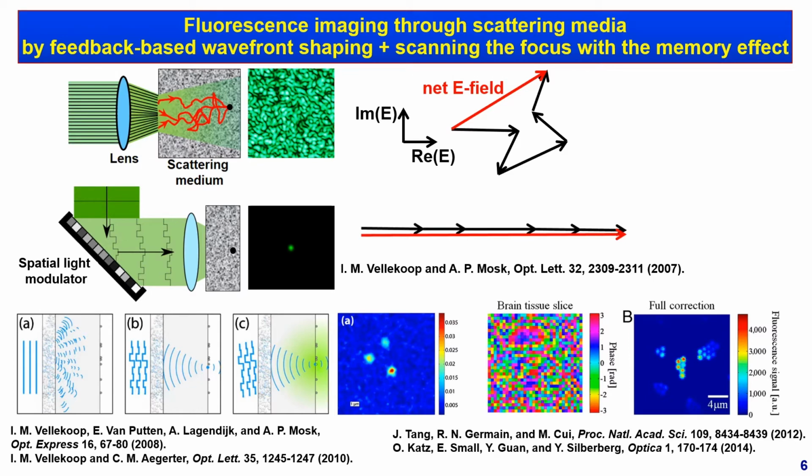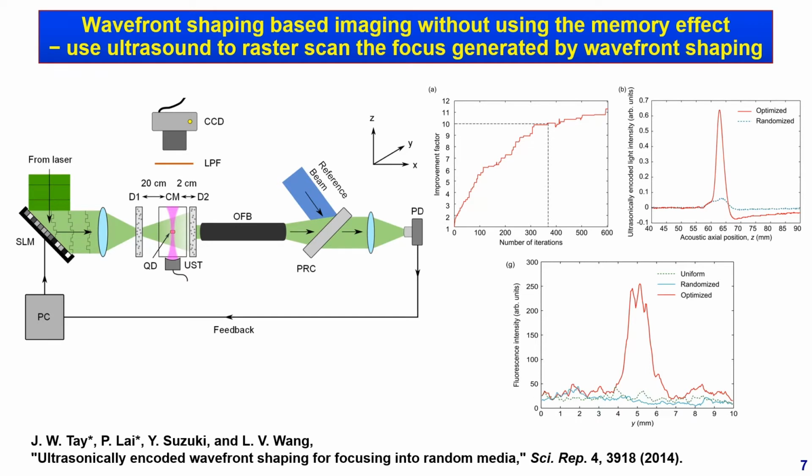We need a way to raster scan the focus without using the memory effect. One way to do this is to use ultrasound. Ultrasound is much less scattered in tissue due to its long wavelengths, and we can raster scan the ultrasound focus easily. Here, my colleagues use ultrasound modulated light as a feedback signal in wavefront shaping. By maximizing the feedback signal, they can focus light at the ultrasound focus. Then, it is possible to raster scan the optical focus by scanning the ultrasound focus and doing wavefront shaping at each ultrasound focus location. Then, it is possible to do fluorescence imaging with this raster scanned focus.